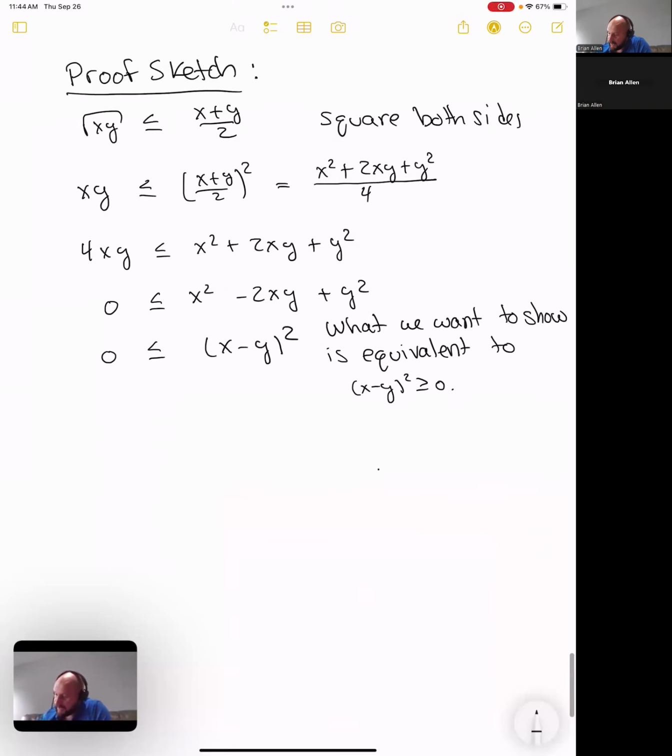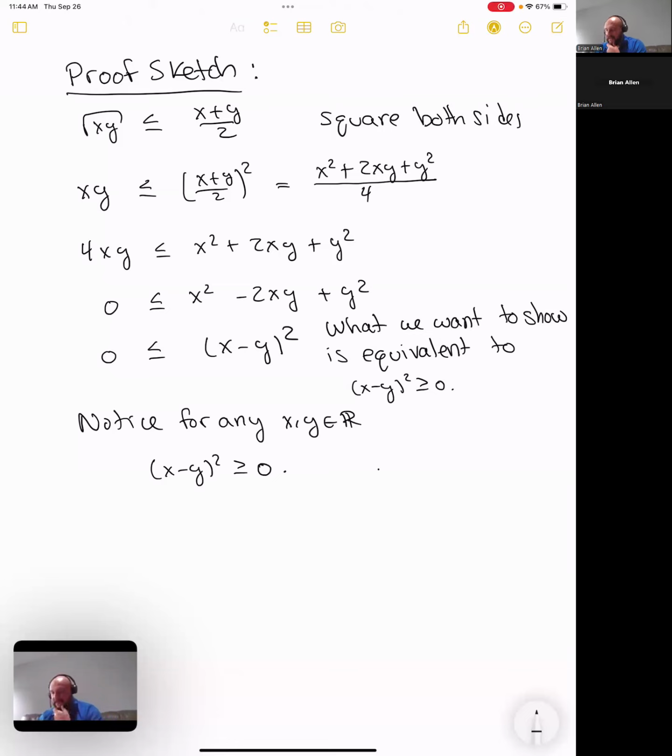Now, the point is, though, that showing x minus y squared is non-negative is actually something I can just pull out of a hat and claim, because I know when I square any real number, I get something non-negative. So notice, for any real numbers x and y, we know that x minus y squared is non-negative.